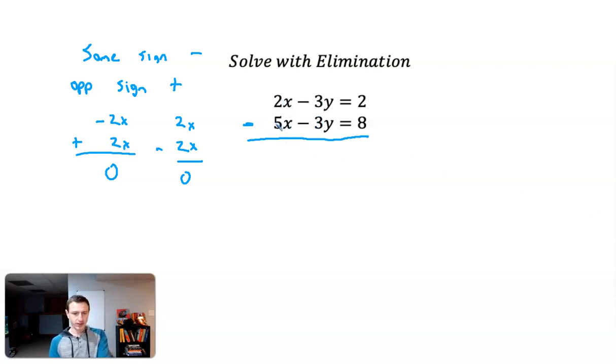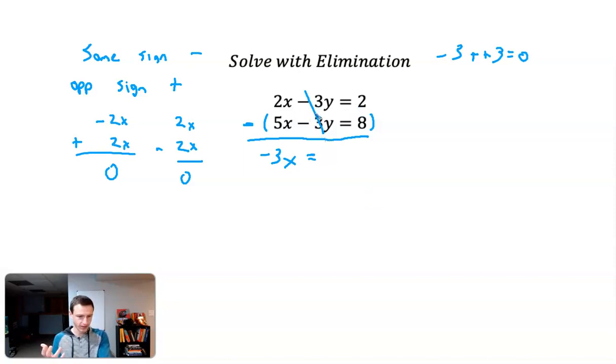So now, here's how I like to show doing subtraction with elimination. I want to do 2x minus 5x. So 2 minus 5 is going to be negative 3x. 2 minus 5 is negative 3. And then I have negative 3 minus a negative 3. So negative 3 minus a negative 3. What ends up happening is negative 3 plus 3 is 0. It eliminates the y's. That's our whole goal with elimination, is to eliminate one of our variables. So that worked, negative 3 minus negative 3.